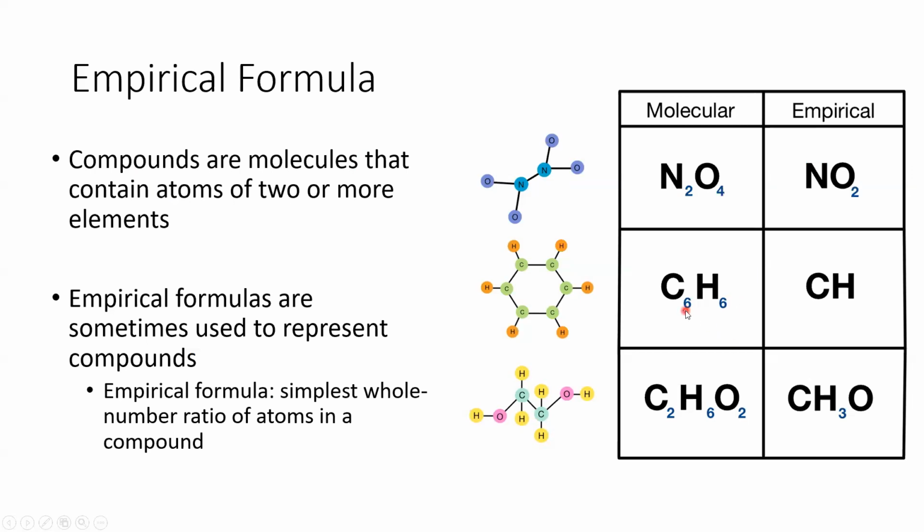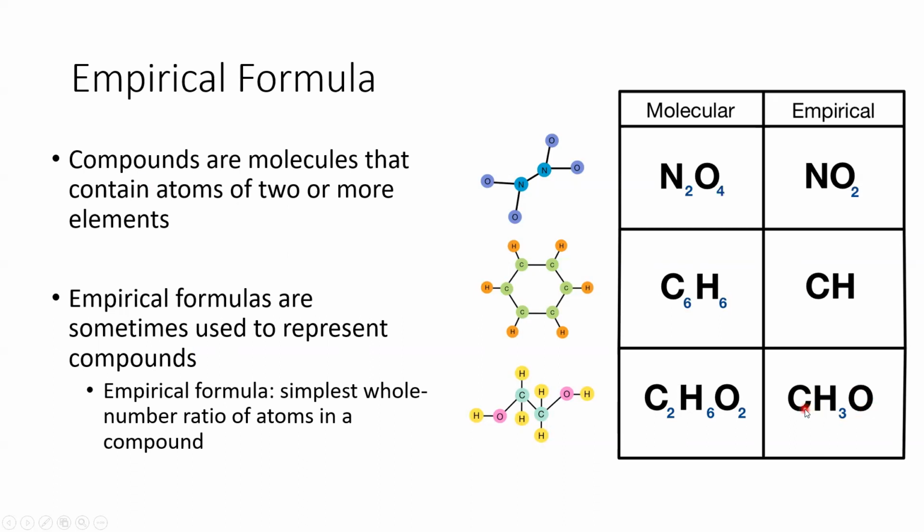Similarly, for the other ones, we've got 6 and 6. So the greatest common factor there would just be 6. So the empirical formula, the simplest ratio of those elements to one another in benzene would just be CH, because for every 1 carbon, we're going to have a single hydrogen. And then for C2H6O2, again, we're trying to find the largest common factor between all of these different elements. And in this case, it's going to be 2. So we'll just wind up with CH3O as the empirical formula.